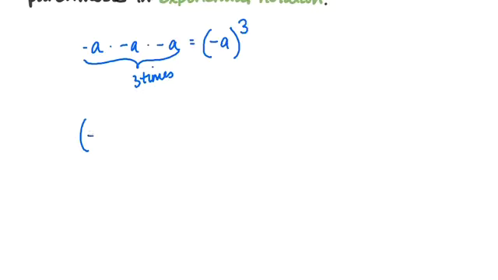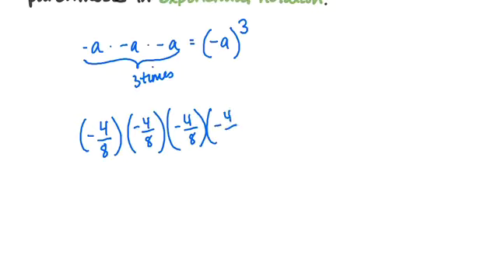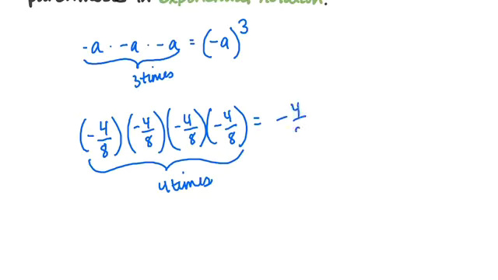What if I had negative 4/8 multiplied by itself 4 times? How would you write that in exponential notation? I notice that negative 4/8 is multiplied by itself 4 times. So my base is negative 4/8. And because I'm multiplying the entire thing plus the negative in it, I'm going to include my parentheses in there, and my exponent would be the number 4.